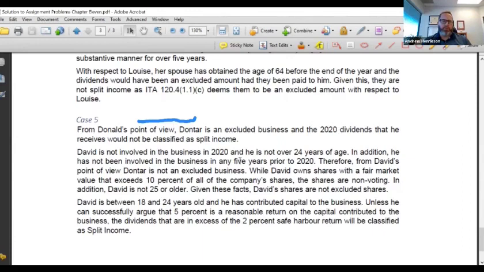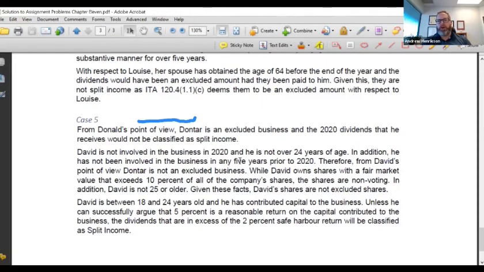So from Donald's point of view, we want to take the dad first. There's nothing to worry about with him, right? So take him off the table. What we're worried about here is David. Now, David has not been involved in the business, right? He's gone to school. He's also not 25 or older. So we have some limitations there, right? He also wasn't involved in the business in any of those 5 years prior. So we're not going to be able to get anything there. So if we look at that excluded business option, he's not hitting any of the things we need in order to have this business excluded.